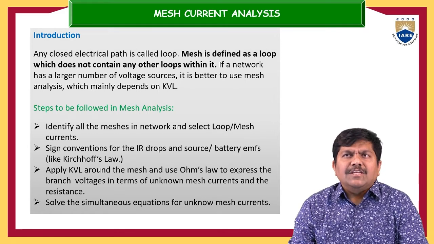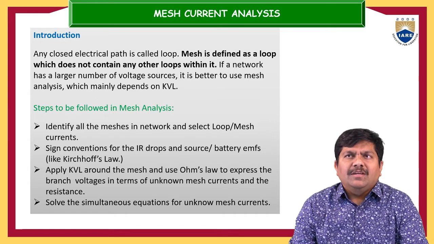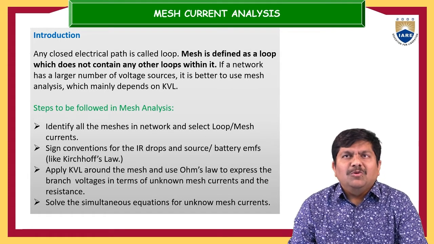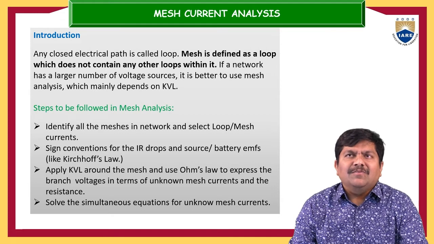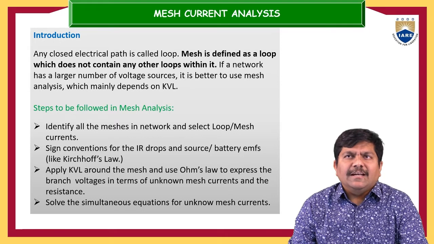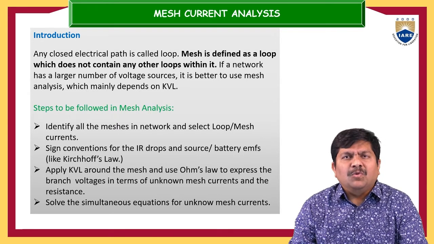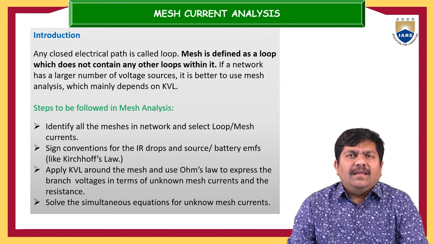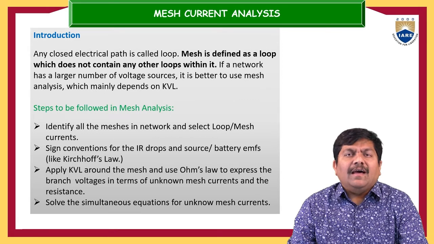See the subtle difference between loop and mesh. A mesh is a loop which does not contain any other loops within it, but a loop may contain many loops internally. That is the only difference between mesh and loop. A mesh does not contain any internal loops. In the normal sense, whether it is a mesh or a loop, it is a closed path, and if inside that closed path there are no other closed paths, then that is called a mesh.